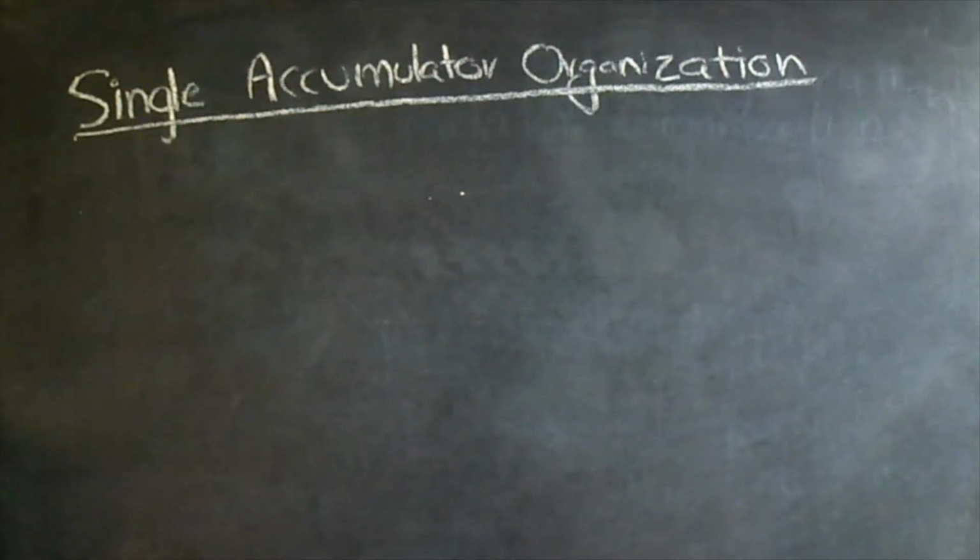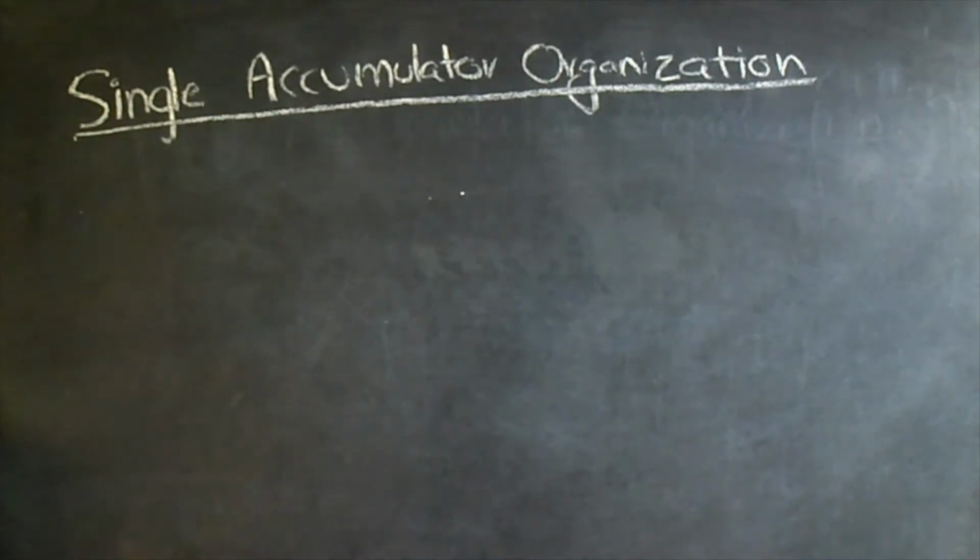Hi everyone, today I'll be teaching about Single Accumulator Organization. Single Accumulator Organization is one of the three register set organizations along with General Register Organization and Stack Organization. In Single Accumulator Organization there are 8 general purpose registers and multiple of 8 plain registers.